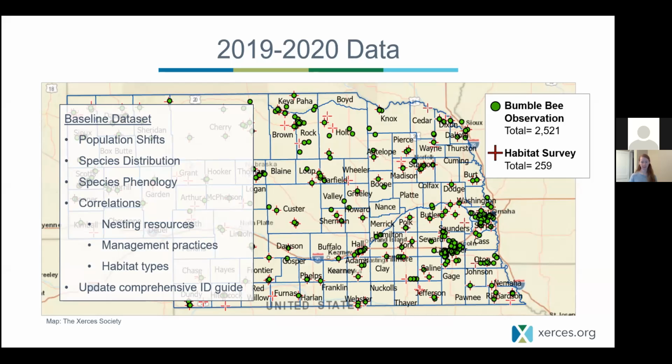And so the third part of the grant that we have from NET is to meet with land managers and meet with Nebraska Game and Parks and really refine our conservation measures and see how this data can help us better conserve bumblebees in the state.